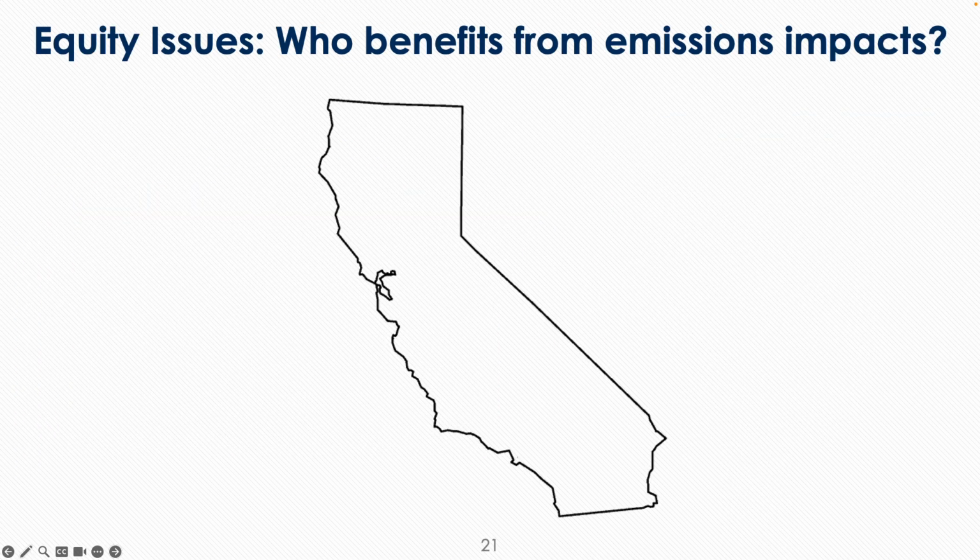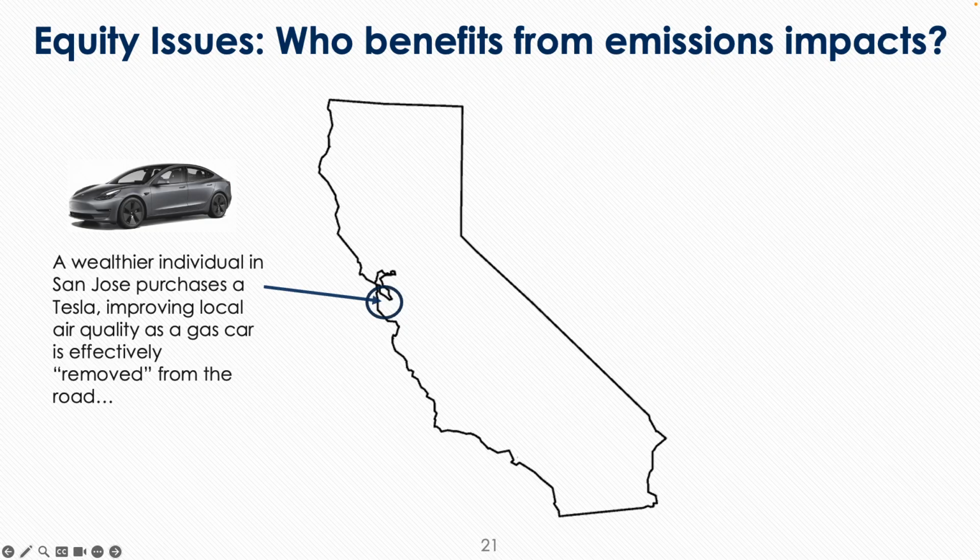Okay, I'll do one more example. This is a project that a former student of mine had worked on. So the idea is, let's say you have someone really rich in San Jose who buys a Tesla. They will improve the local air quality because, let's say I've switched from a Porsche to a Tesla. You've effectively removed an internal combustion engine off the road, which cleans the air in that area.